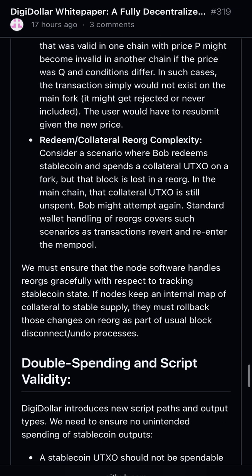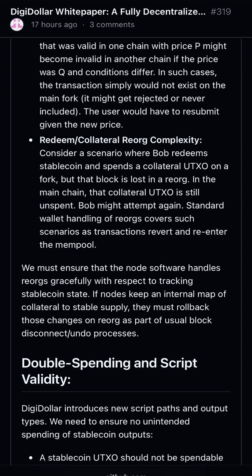Redeem collateral reorg complexity. Consider a scenario where Bob redeems stablecoin and spends a collateral UTXO on a fork, but that block is lost in a reorg. In the main chain, that collateral UTXO is still unspent. Bob might attempt again. Standard wallet handling of reorgs covers such scenarios as transactions revert and re-enter the pool.